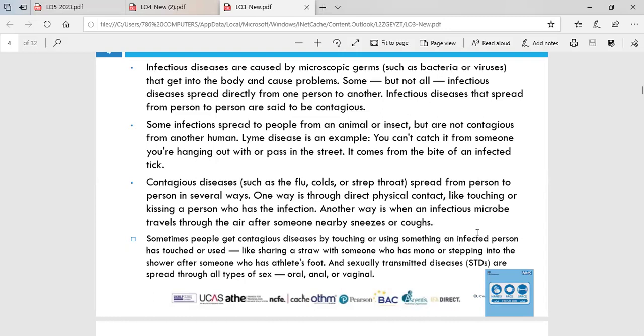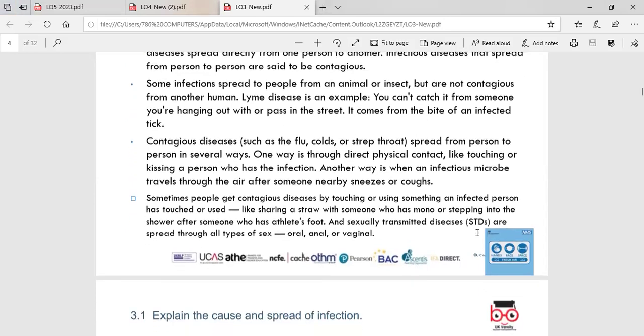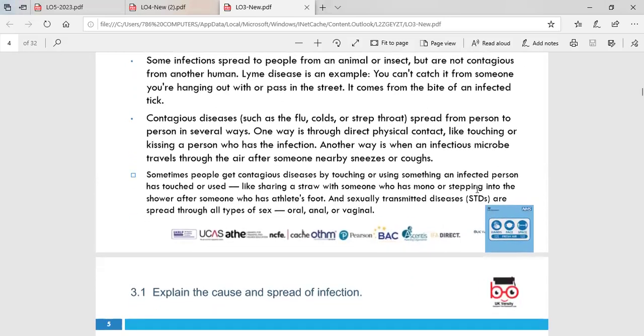Another way is when an infectious microbe travels through the air. When a person sneezes or coughs, those organisms live outside that person's body and are there in the environment. So when another person who is well comes in contact with that environment, they can then contract that virus.